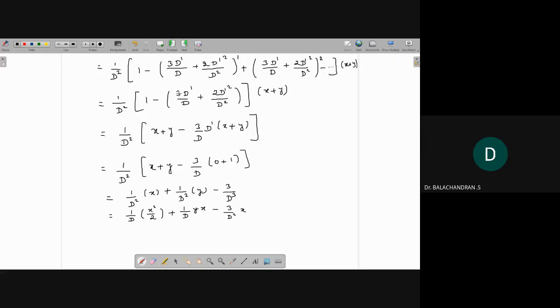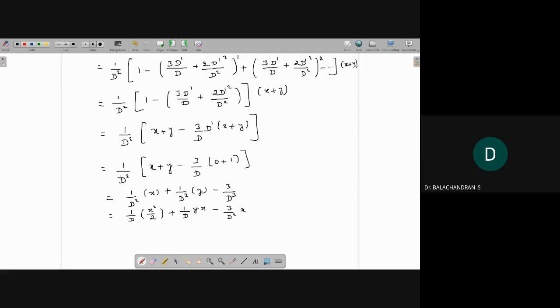minus 3 by D D dash of x plus y. And 2 times D dash square means you should differentiate 2 times with respect to y, so this is 0. Now from here, 1 by D square of x plus y, and 3 by D D dash, where D dash means dou by dou y. Dou by dou y of x is 0, and dou by dou y of y is 1.